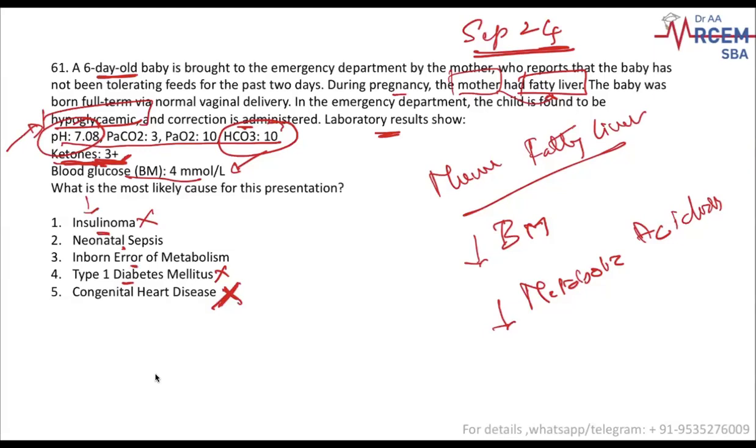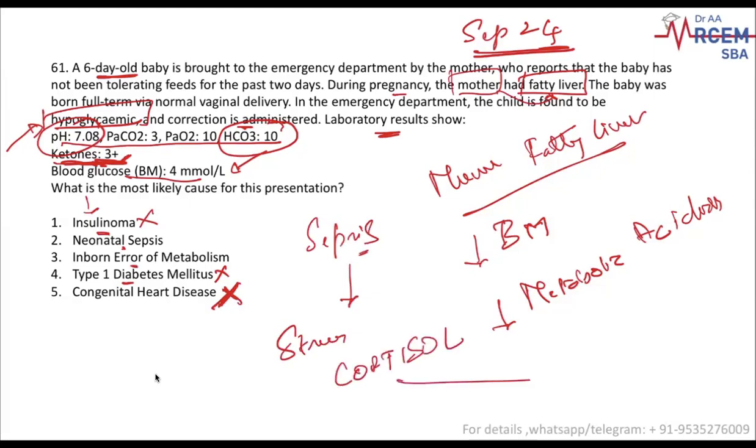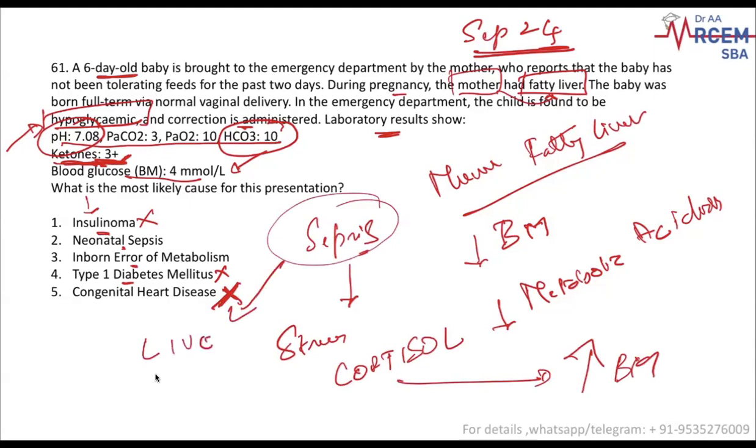Neonatal sepsis can have this kind of picture. But remember that whenever there is sepsis, a severe infection is present. What happens? Stress hormones are released. One of the stress hormones is cortisol. Cortisol is nothing but a steroid which increases the BM. Very rarely during sepsis do we see hypoglycemia, only when the liver is involved, because gluconeogenesis and glycogenolysis cannot happen. It happens only in the liver. It cannot happen if the liver is affected. That's when you see hypoglycemia.